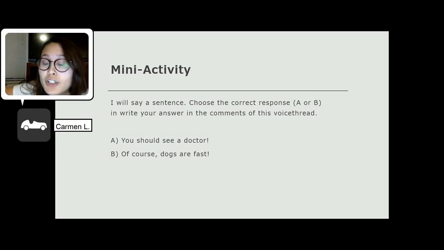Now we are actually doing the activity. So I will say a sentence and you will choose a correct and appropriate response. Here is the sentence. The dog bit me. The dog bit me. Is an appropriate response A or B?